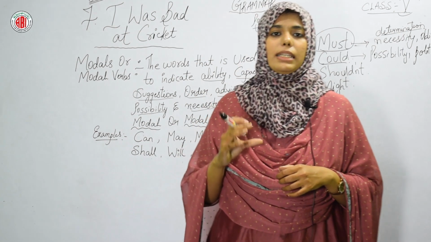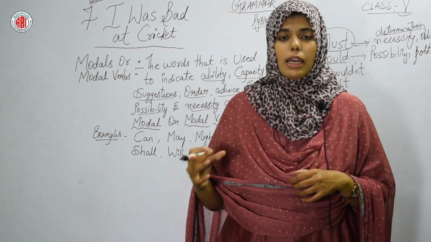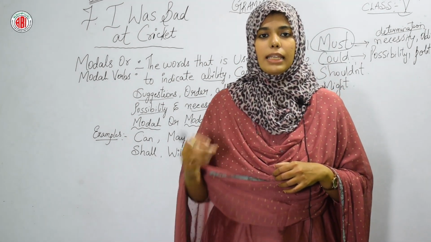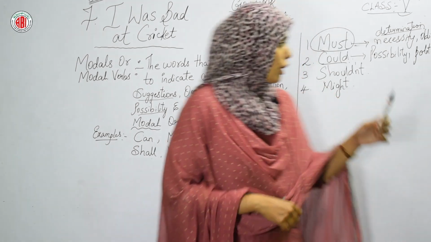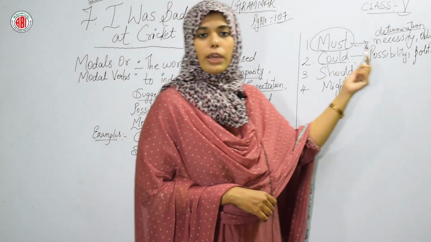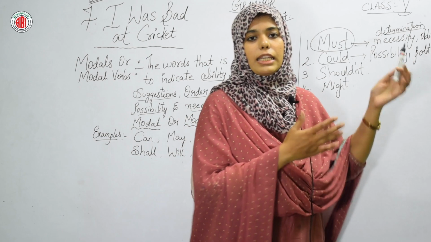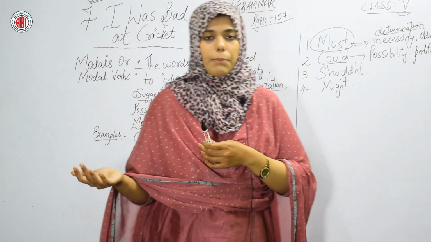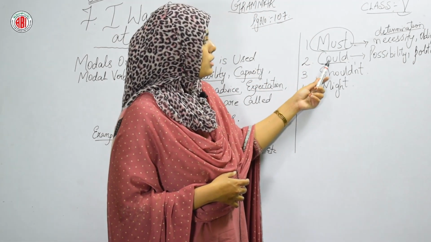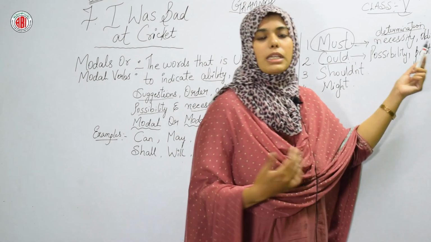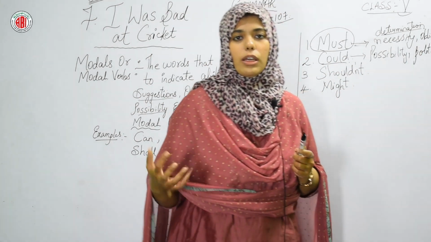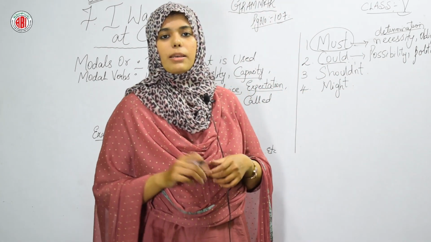So, how the sentences are going to be framed, this we need to understand. In the first sentence, could is used to express the possibility, whether it may happen or whether it may not happen. In the second sentence, could is used for polite request also. Could I talk to your headmaster? So, this is a polite request.